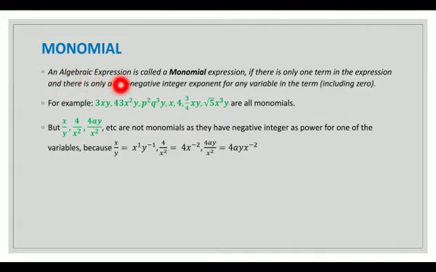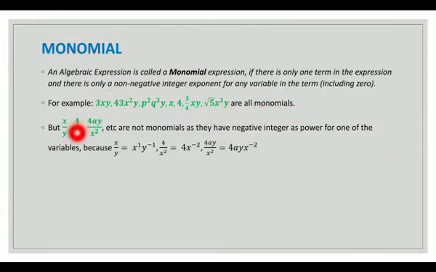What is a monomial? An algebraic expression is called a monomial expression if there is only one term in the expression and there is only a non-negative integer exponent for any variable in the term. For example, 3xy, 43x square y, p square q cube y, x, 4, 3 upon 4 xy, root 5x cube y are all monomials.